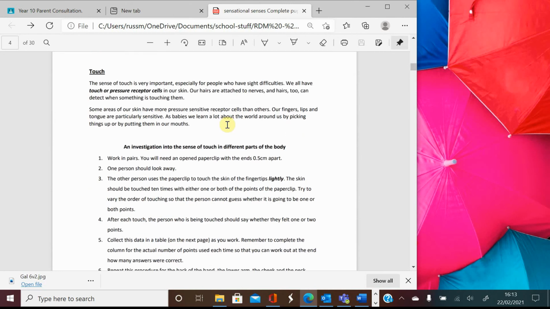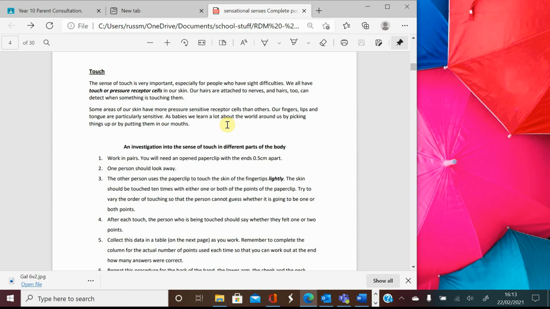So what you're going to do is, touch is very important, especially for people who have slight difficulties. We all have touch or pressure receptor cells in our skin. Our hairs are attached to nerves, and hairs too can detect when something is touching them. Some areas in our skin have more pressure sensitive receptor cells than others. Our fingertips, lips, and tongue are particularly sensitive. That's one reason why it's very painful when you get those areas hurt and damaged.